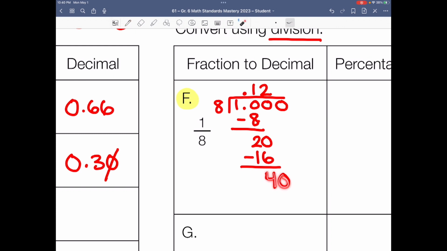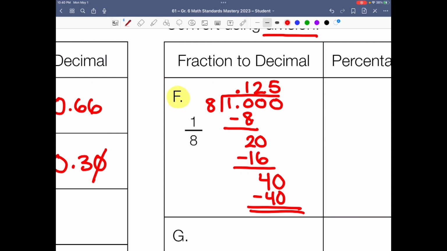Bring down the next 0. And 40 does divide evenly by 8. So write down 40. If 40 divided by 8 equals 5, then 5 times 8 equals 40. True, subtract, end of problem, no remainder. So our final answer is 0.125. And to help people notice the decimal point, go ahead and add a leading 0 in front. So our decimal answer is 0.125.